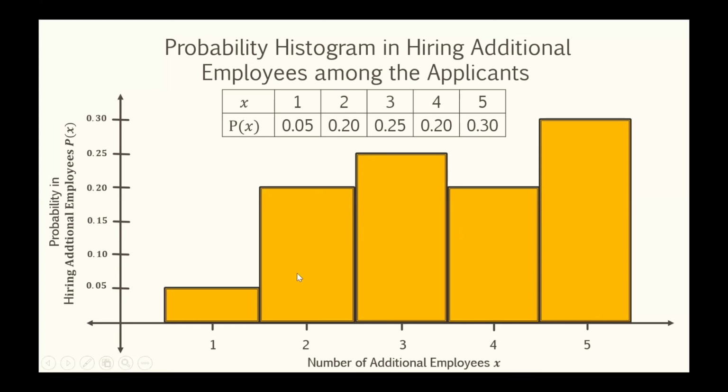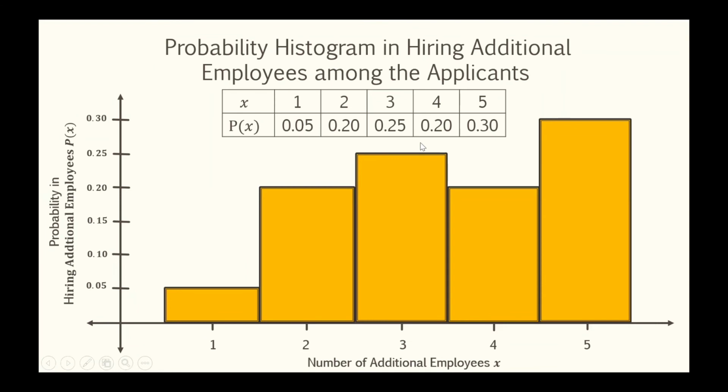So this is the probability histogram in hiring additional employees among the applicants. Now, do not forget that the probability of a discrete random variable should always be equal to 1. In this example, the summation of P of X is equal to 1. Let's check. 0.05 plus 0.20 plus 0.25 plus 0.20 plus 0.30, that is equal to 1.